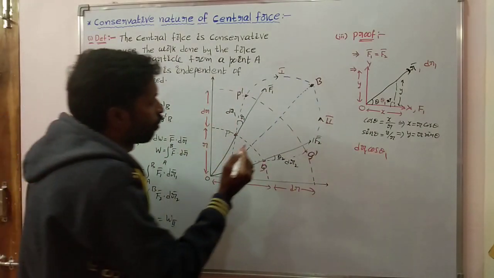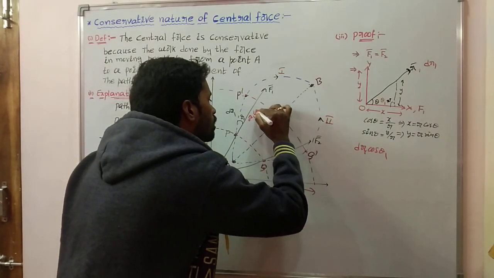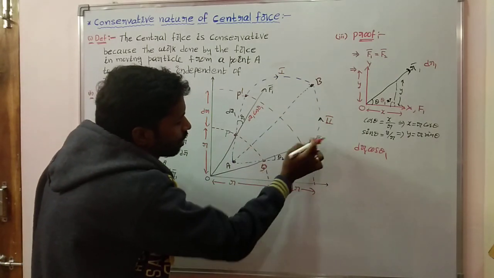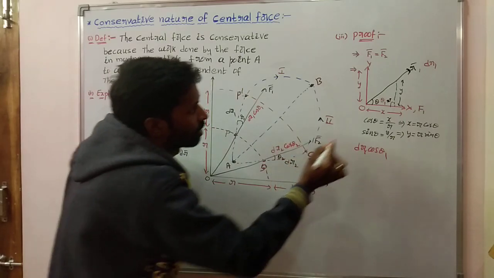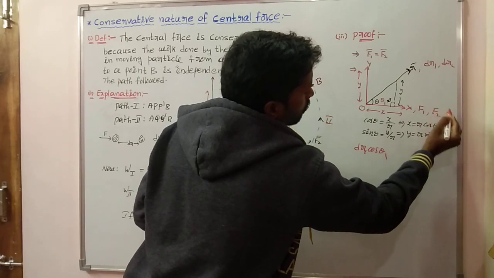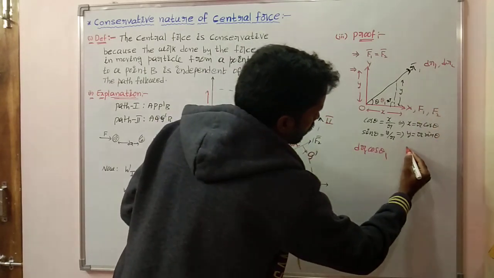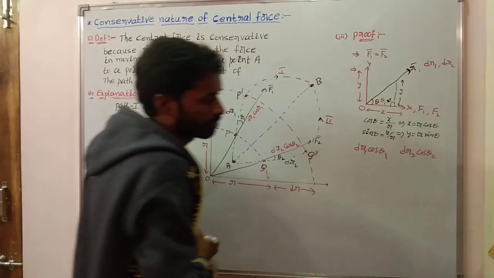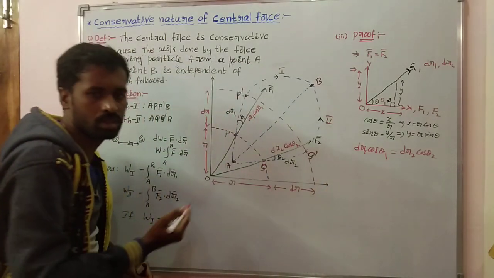Now, what is the projection of dr2 on F2? Let us say this is dr2 and this is F2. Then the projection of dr2 on F2 is dr2 cos theta 2. Okay, these two are equal. Sir, how is it possible?